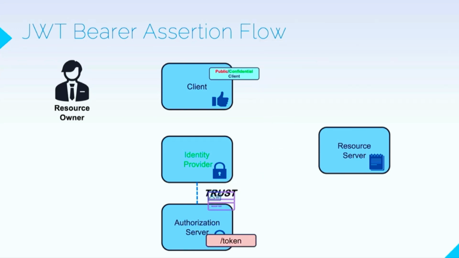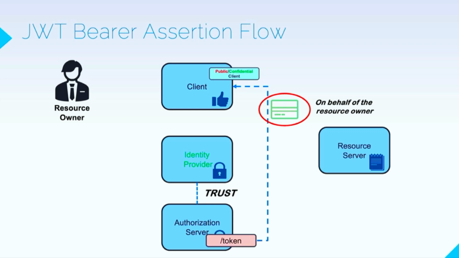Next, the OAuth 2 authorization server validates the JWT bearer assertion, mapping any claims within it, such as user attributes or roles. If everything checks out, the authorization server generates an OAuth 2 access token and returns it to the client. This token allows the client to act on behalf of the resource owner who initiated the request with the identity provider. If the request was machine initiated, the access token represents the machine's identity.